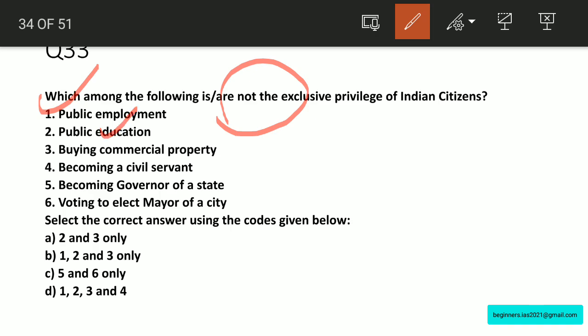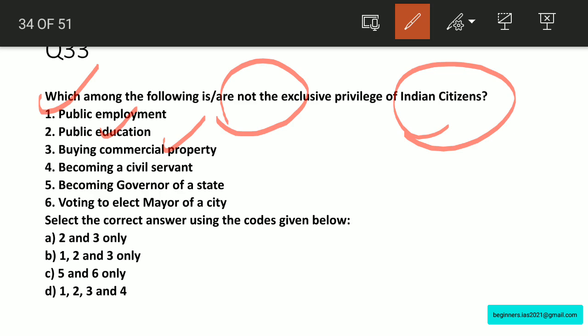Why? Since it is not an exclusive privilege of Indian citizens alone. Even Nepal and Bhutan citizens can enjoy that. Therefore, let us move on with 3. Overseas citizenship of India cannot buy agricultural property, but can buy residential and commercial property. So here, as we are talking with respect to Indian citizens, the overseas citizens also can buy commercial property. Therefore, it is not the exclusive privilege of Indian citizens.